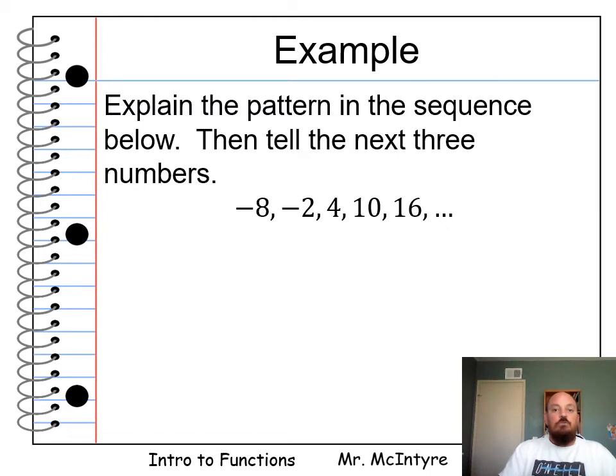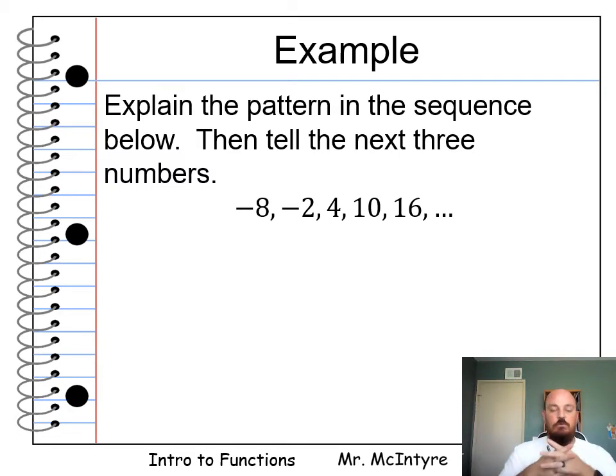All right, so for our next example, first of all, it's more of a writing question, and then we're going to continue the sequence on from there. The first thing says, explain the pattern in the sequence below, and then tell the next 3 numbers. So when I look at this, the first thing to do is to recognize a pattern, and we start off with some negatives, which is a little bit tricky.